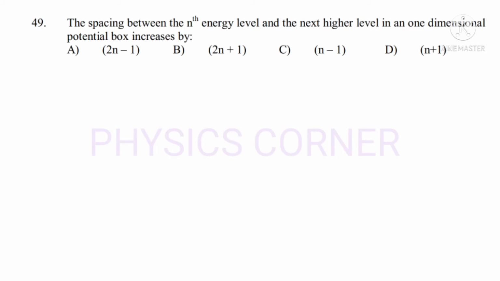Next question: the spacing between the nth energy level and the next higher level in a one-dimensional potential box increases by 2n minus 1, 2n plus 1, n minus 1, or n plus 1.